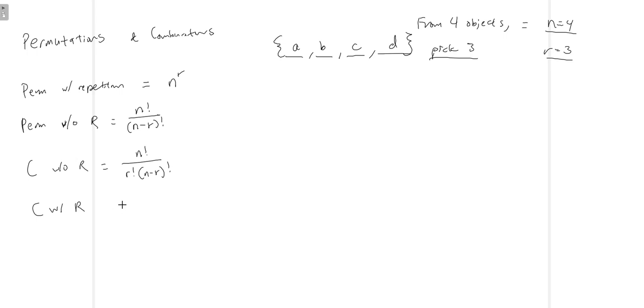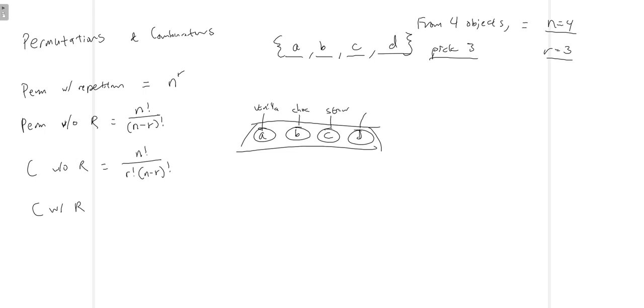So the last one, combination with repetition, is how many combinations can we get if we can repeat. In order to do this one, I'm going to draw a mental picture. Pretend these 4 elements are 4 different ice creams we can get. Let's say this is vanilla, chocolate, strawberry, I don't know, peach, whatever. 4 flavors of ice cream.